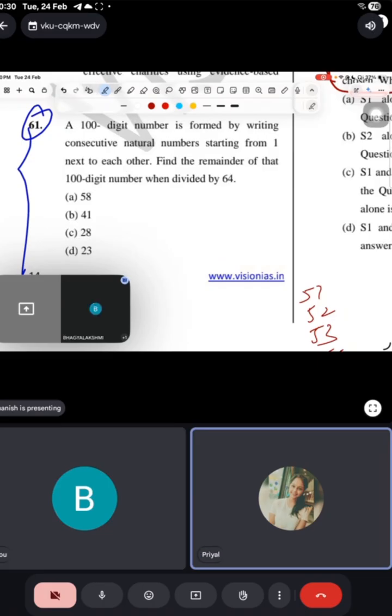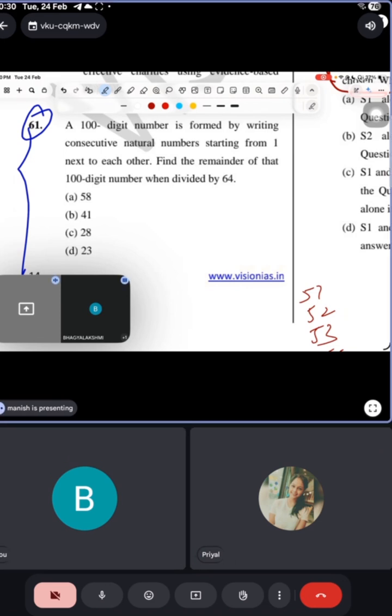This is what they are saying. From starting 1, the 100-digit number goes 1, 2, 3, 4, 5, 6. Okay, leave it. Poor girl.